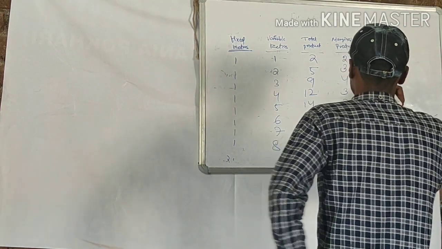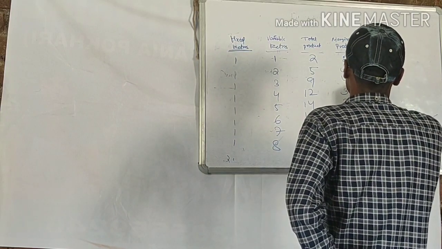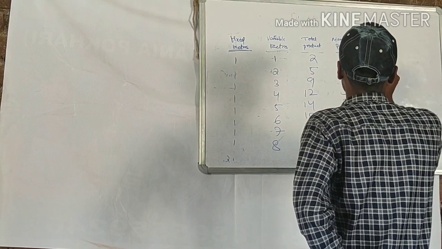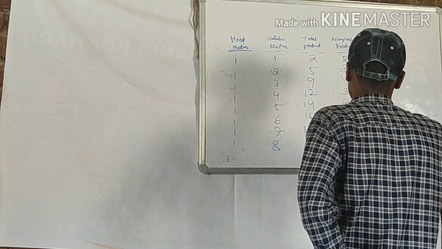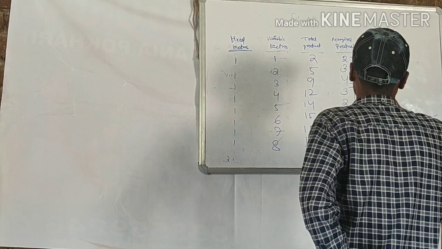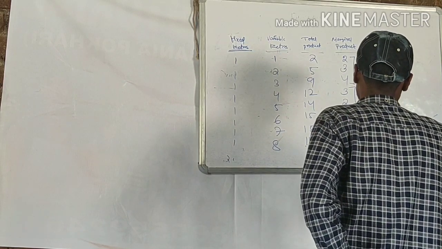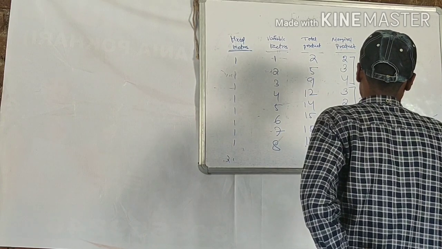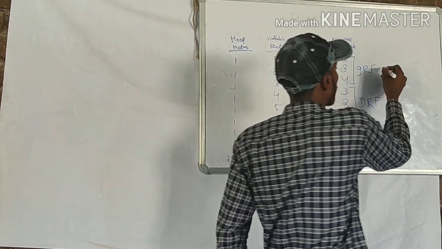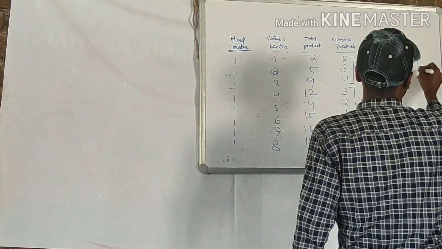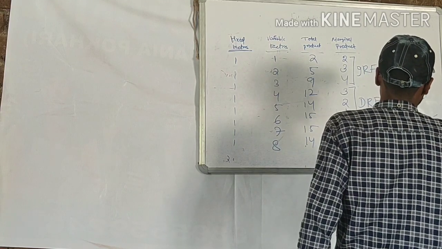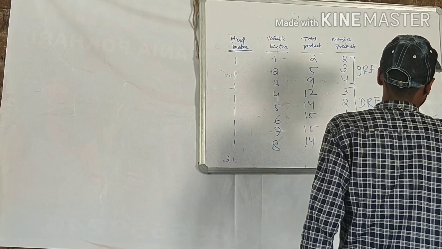Here, this is the first stage. This is increasing returns. Here, this is the second stage, that is diminishing returns to factor, and this is the third stage, that is negative returns to factor. Here guys, this is stage 1, this is stage 2, and this is stage 3.